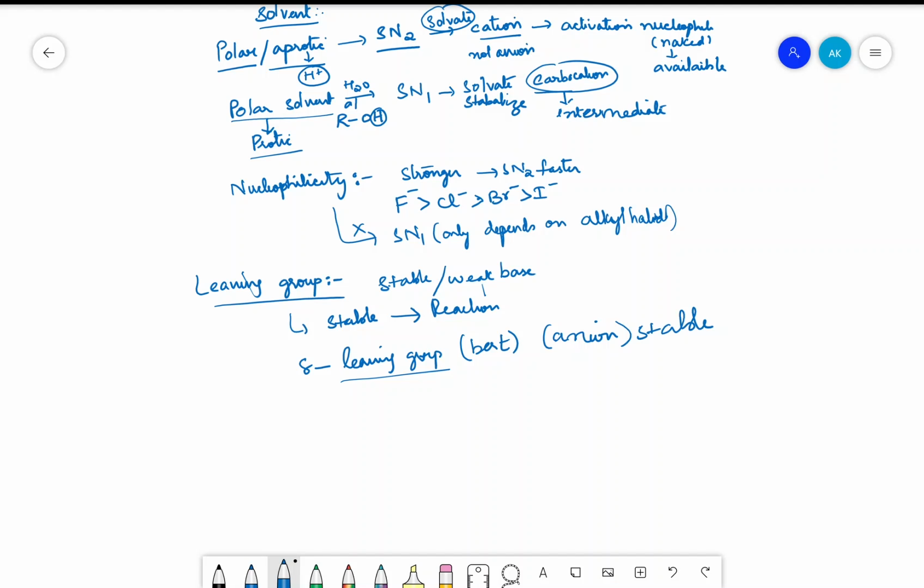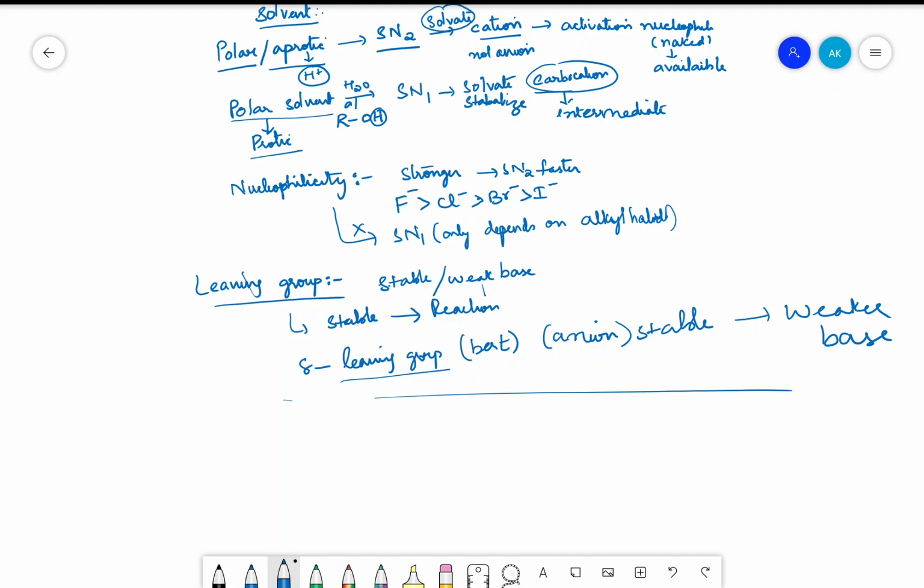This is also related to basicity in the sense that the more stable the anion, the weaker the base. So if the anion is more stable, the base should be weaker. This is the thing we need to remember. If the leaving group is to be categorized as a base, the anion should be stable and the base should be weak.